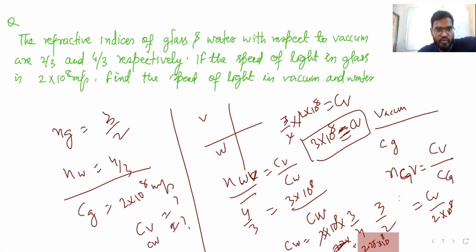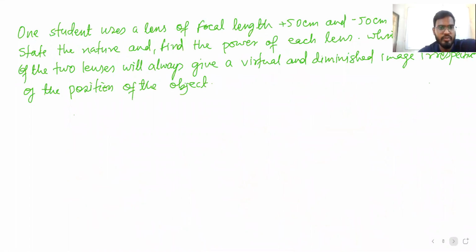Now, hope you guys understood how we should do this. Fine. Let's see the next question. A student uses lenses of focal length plus 50 centimeter and minus 50 centimeter. State the nature and find the power of the lens. Which of the two lenses will always give a virtual and diminished image irrespective of the position of the object?